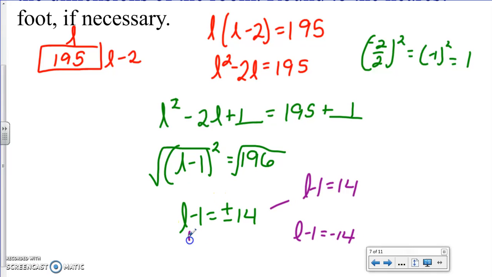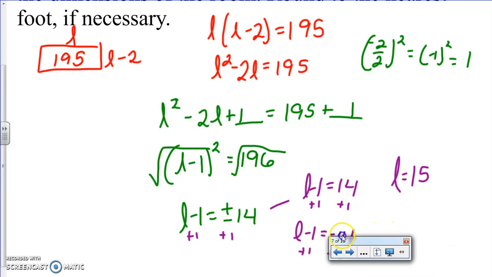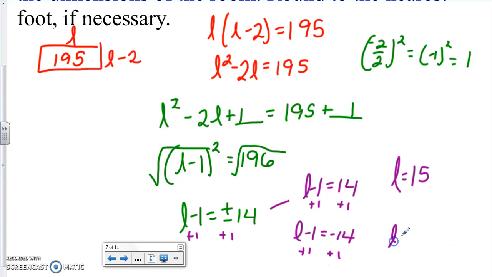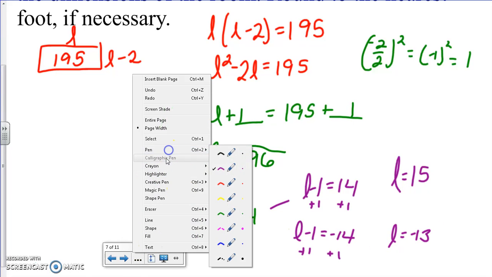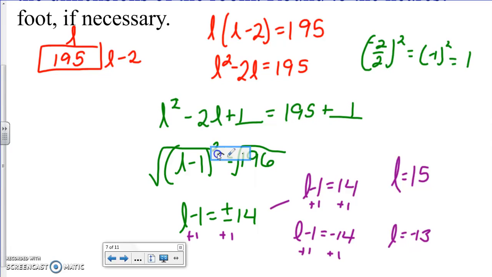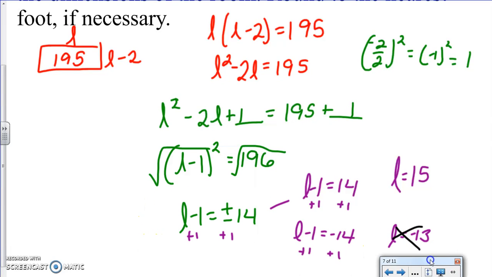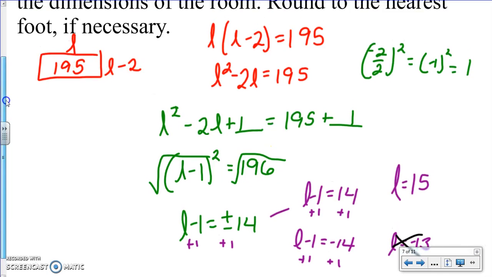I know some of you show the plus 1 right away and then split it up. Either way it works. We're going to add 1 to both sides for each of these. So for the first one I get L equals 15. The second one I get L equals negative 13. And remember, my length can only be positive, so I'm going to cross off my negative option because that doesn't work. So that means my length is 15.